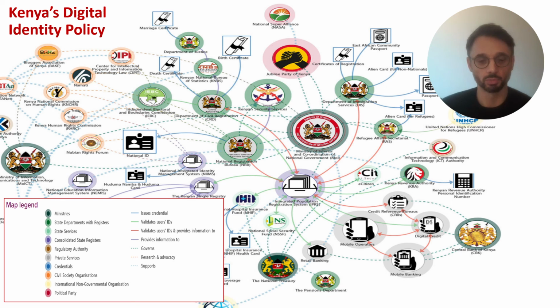And here's an example of a systems map that I produced a few years ago with colleagues. What we were interested in was the complex system that was pushing for a digital ID in Kenya. On the map, you can quite easily identify the tangible elements. They're the big circles, and they include things like ministries, departments of the state, different types of state services, different types of identification state registers and regulatory authorities. There's also private companies on there and civil society organisations, political parties and non-governmental organisations.